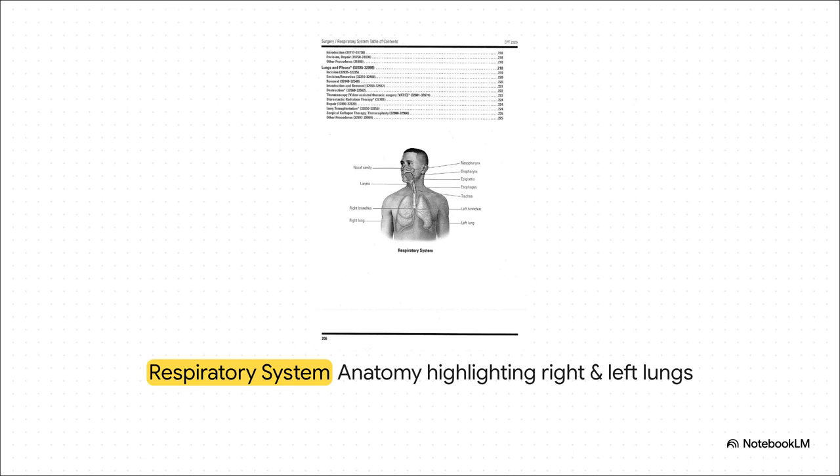Notice the size difference? The left lung literally has to surrender space to make room for your beating heart. Because of that, it only has 2 lobes. The right lung, on the other hand, has 3 distinct sections, the superior, middle, and inferior lobes.